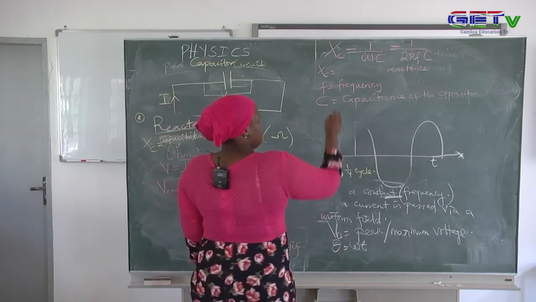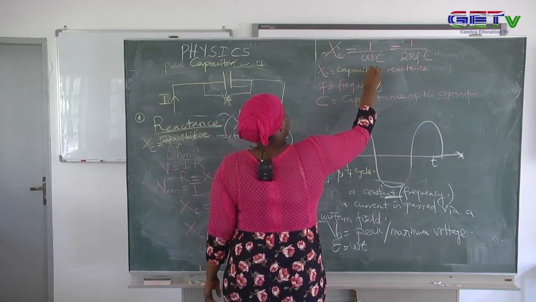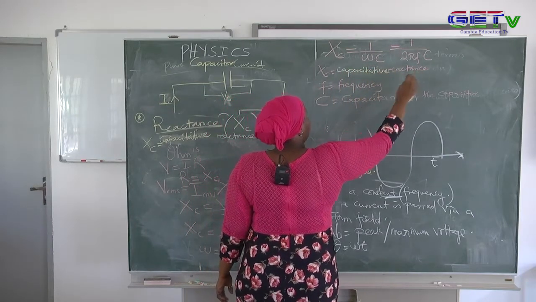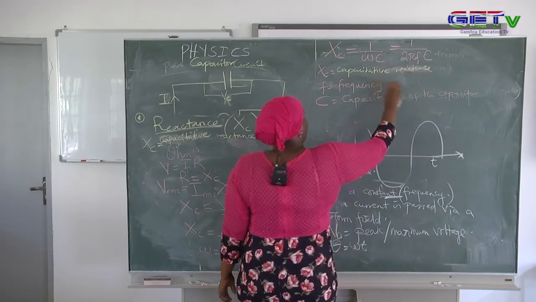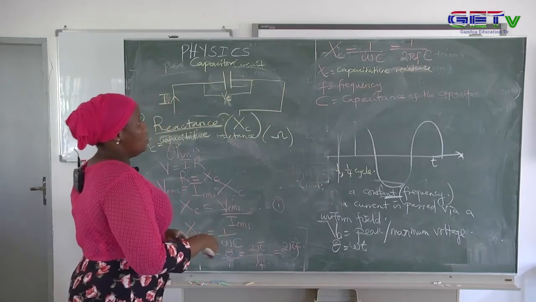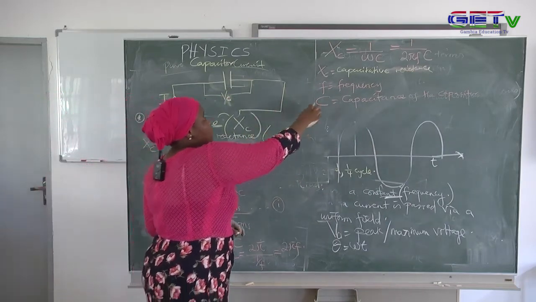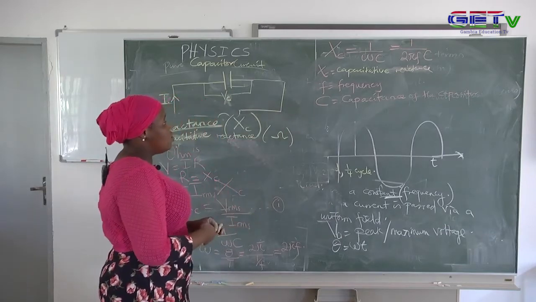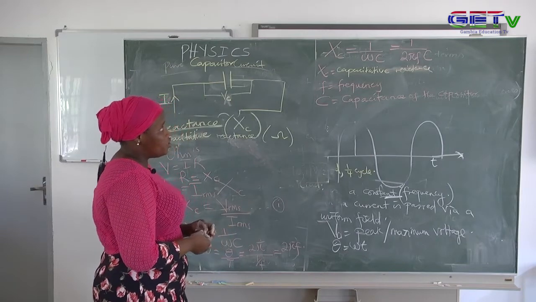And XC, we know, is the capacitive reactance. F is the frequency at which the generator rotates, and C is the capacitance of the capacitor.